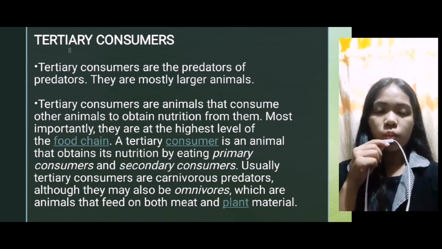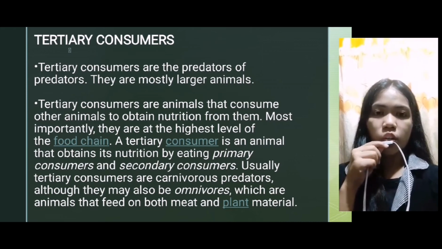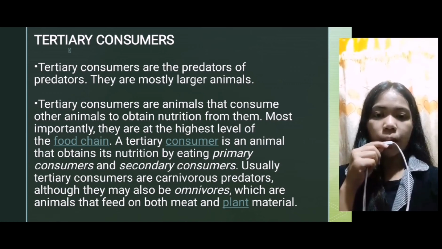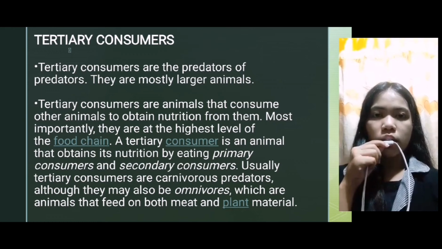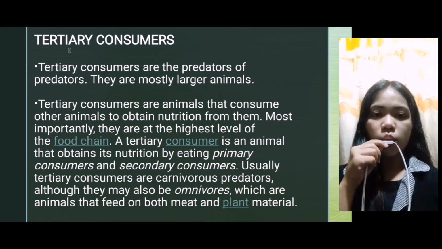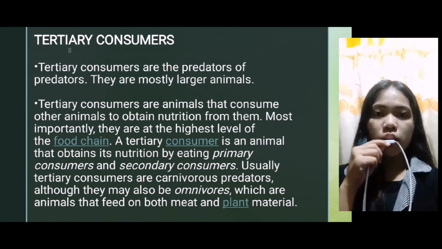So what are tertiary consumers? Tertiary consumers are the predators of predators. They are mostly larger animals. Tertiary consumers are animals that consume other animals to obtain nutrients or nutrition from them. Most importantly, they are at the highest level of the food chain. Tertiary consumers consume either primary or secondary consumers. Usually, tertiary consumers are carnivorous predators, although they may also be omnivores, which are animals that feed on both meat and plant materials. So, the tertiary consumers, they are the predators.